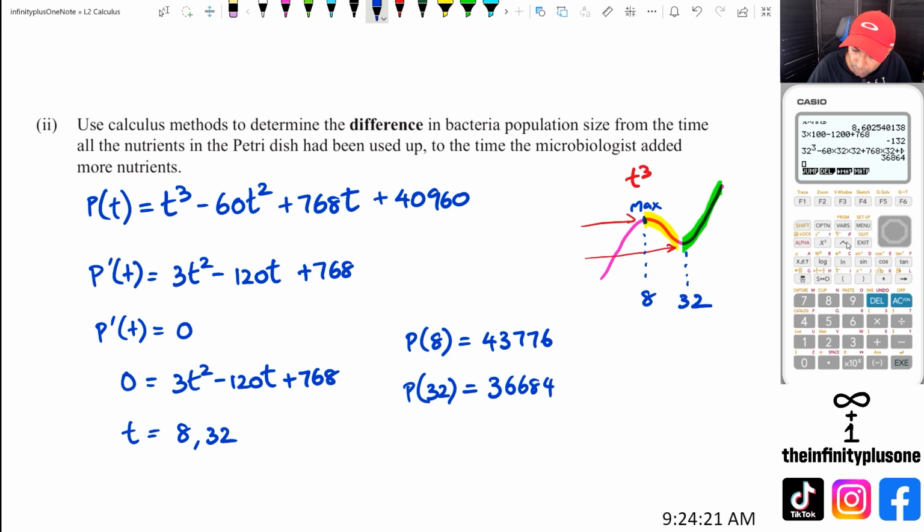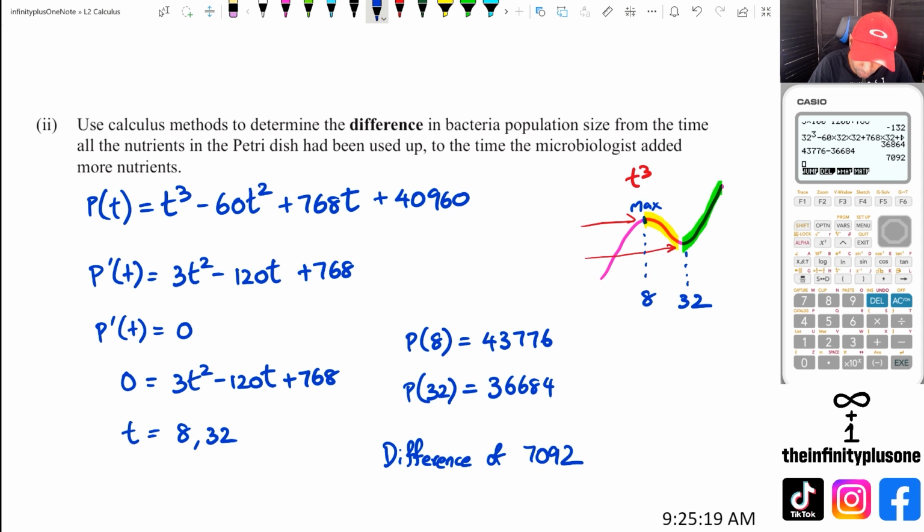So now I need to go 43,776 minus 36,684. That's going to give me a population difference of 7,092. I'm looking at the answer schedule. I think the answer schedule has actually got the population change incorrect because they've got 6,912 there.